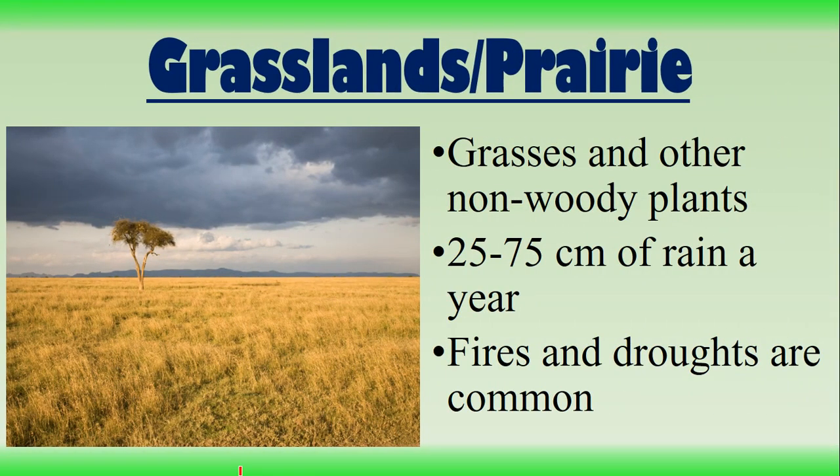Grasslands, also sometimes called prairies, have grasses and other non-woody plants. They receive about 25 to 75 centimeters of rain a year. That's why we're only going to look at grass here. Now, fires and droughts are very common in this area because it's so dry. From the droughts, the fires can spark really easily.